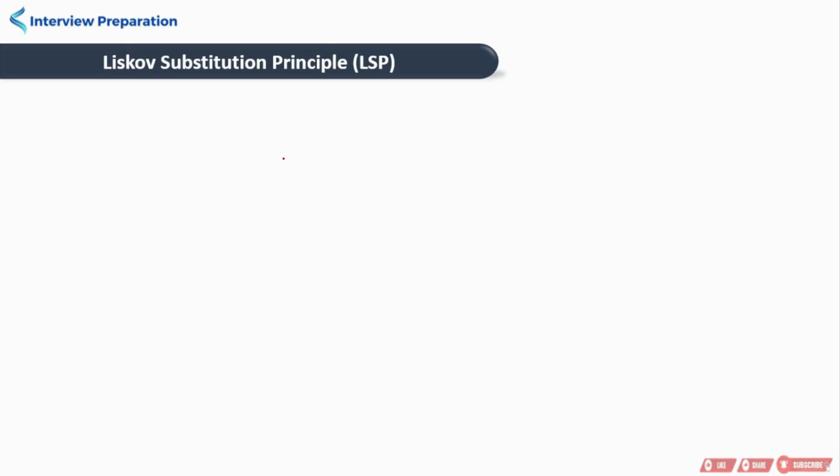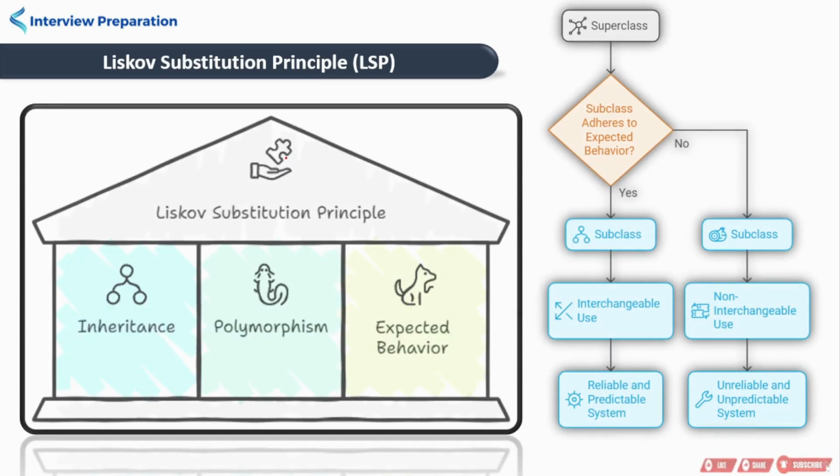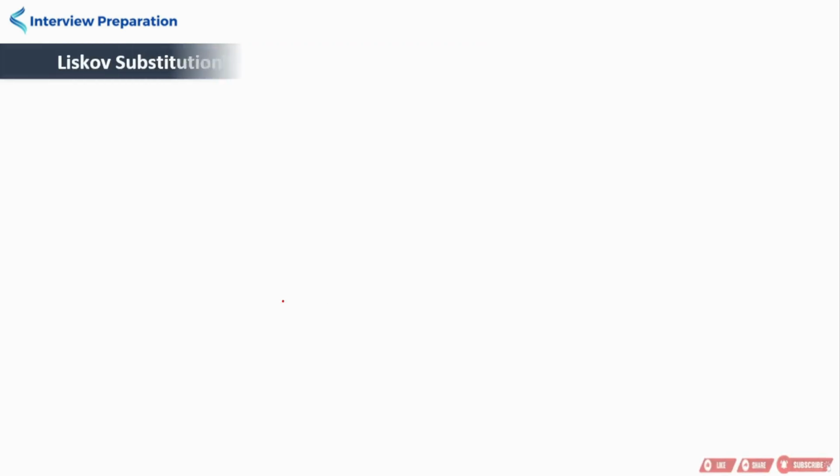The third principle is LSP, the Liskov Substitution Principle. The LSP states that an object of a superclass should be replaceable with an object of a subclass without affecting the correctness of the program. This principle emphasizes the importance of inheritance and polymorphism in object-oriented design. By ensuring that subclasses adhere to the expected behavior of their superclasses, developers can create more reliable and predictable systems. Let's see the example.